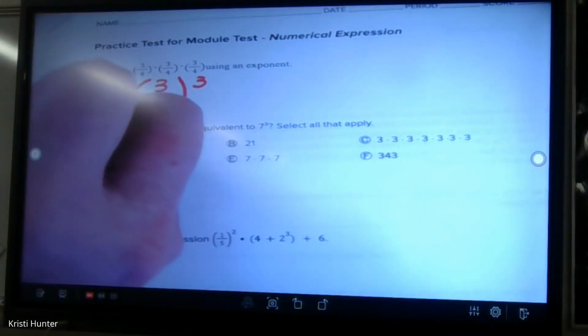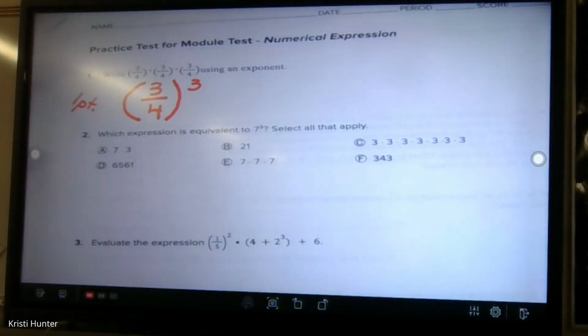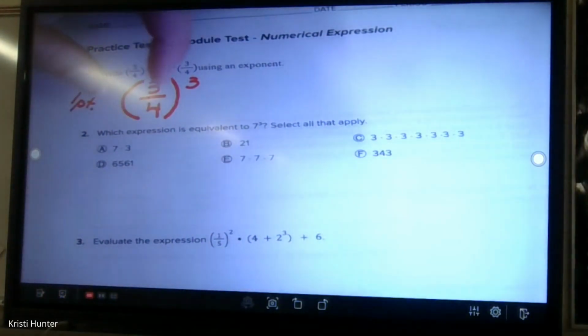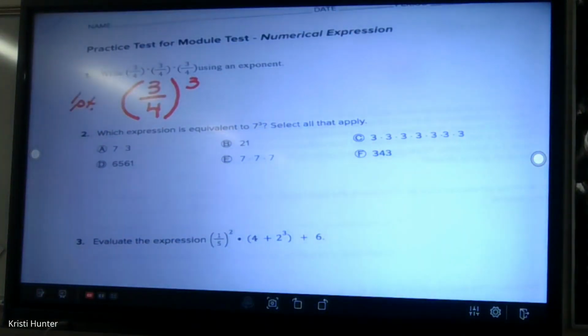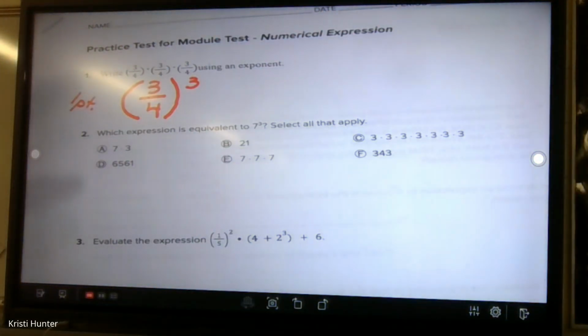So this is going to be a 1-point problem, and I'm going to give you half a point if you forget those parentheses. Because if you forget those parentheses, that might change how you evaluate, which is going to be a couple of the next questions here.